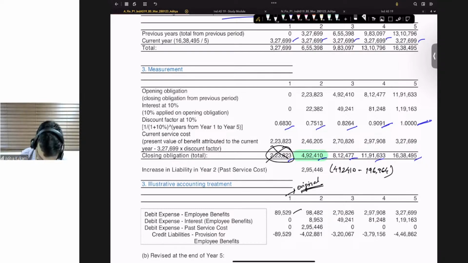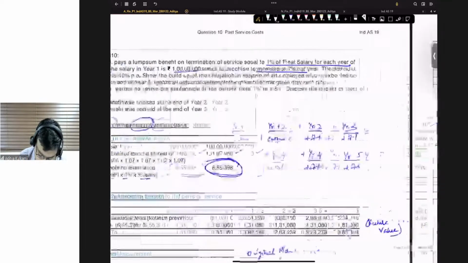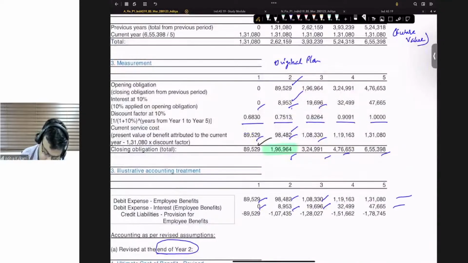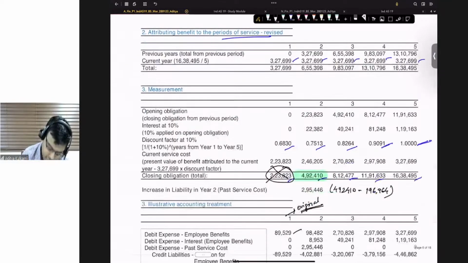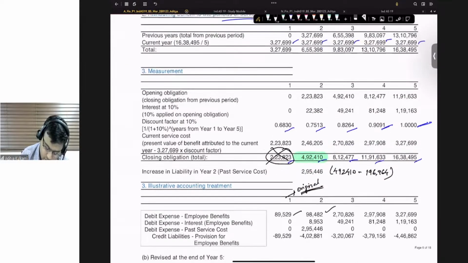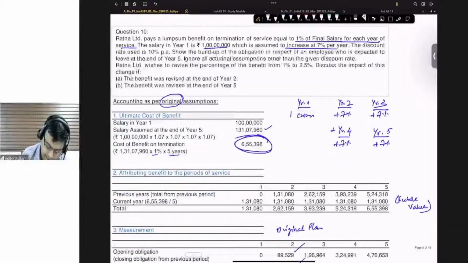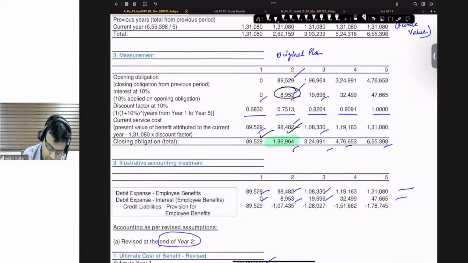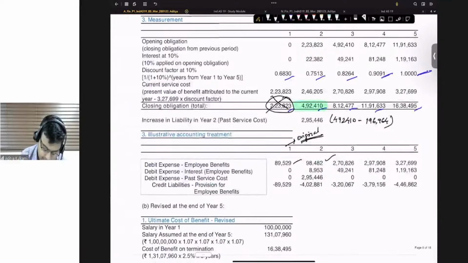Second year, your obligation is 98,482. Correct, sir? So 98,482. Then you are going to recognize the expenses on account of interest, 8953. Then in year 2, what is happening is your plan is getting changed.